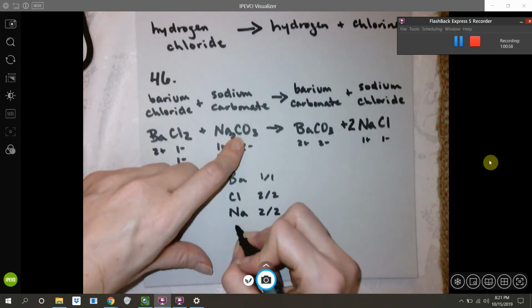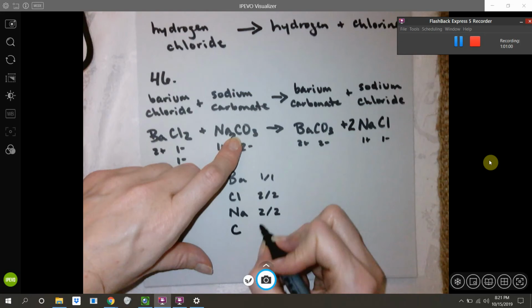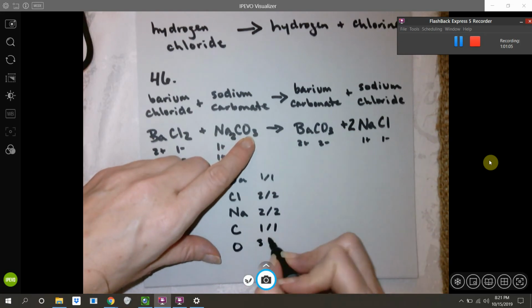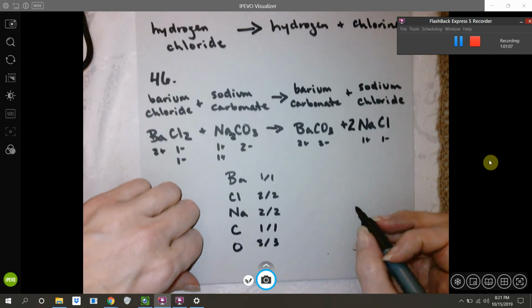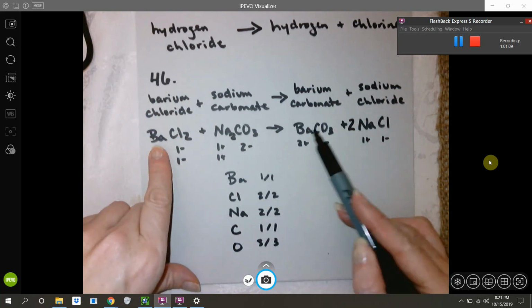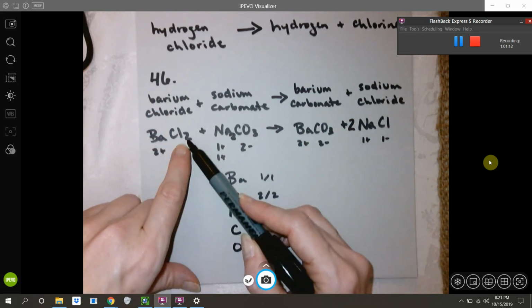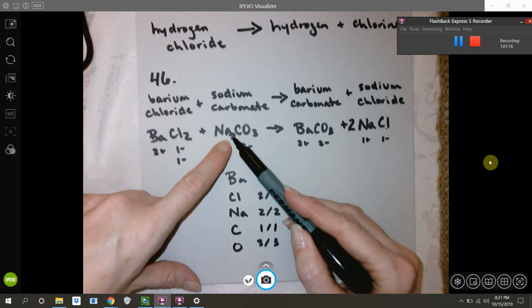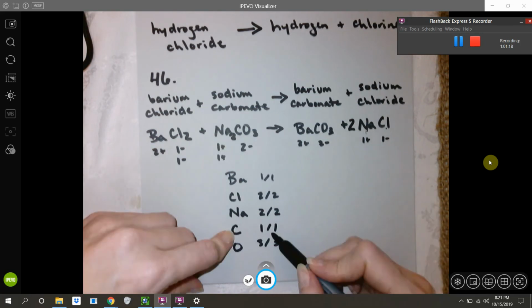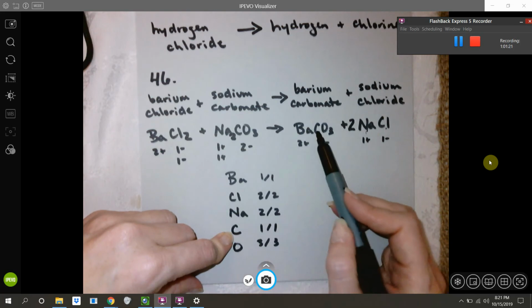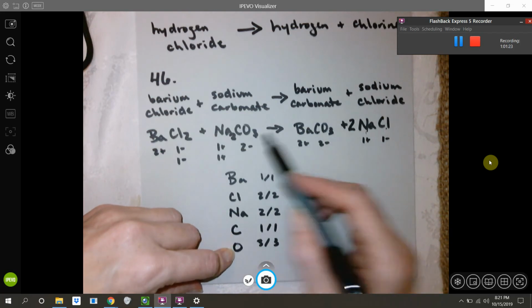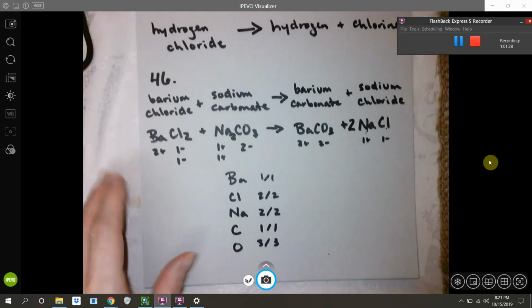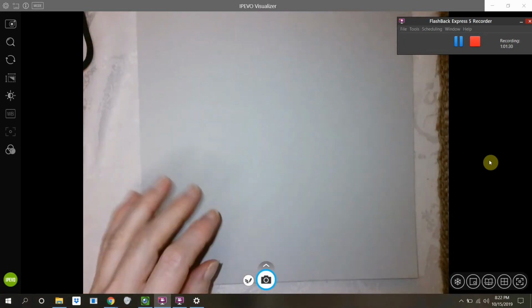Carbon, 1 over here and 1 over there. We're all set. Oxygen, 3 and 3. So we'll do our last check. Barium, 1 and 1. Chlorine, 2 and 2. Sodium, 2 and 2. Carbon, 1 and 1. Oxygen, 3 and 3. So we're all set. We just needed that 2 and we're all balanced. 47.